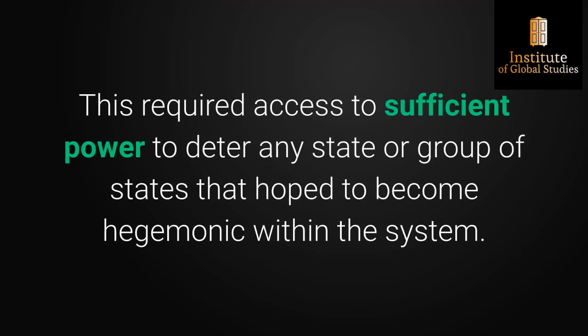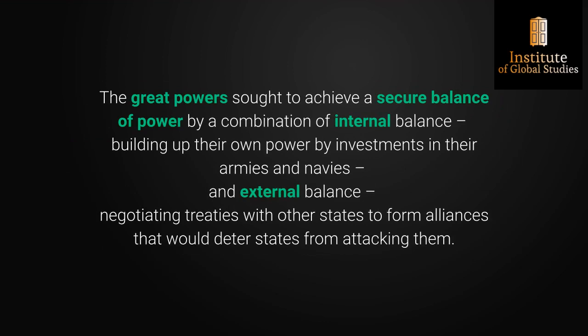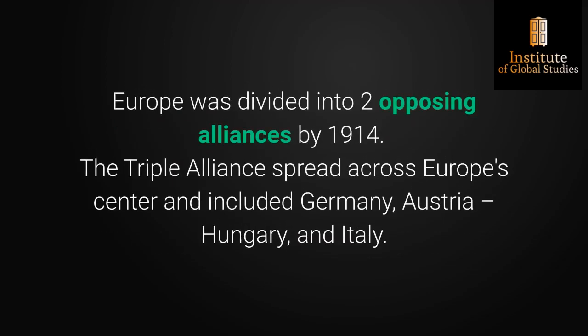This required access to sufficient power to deter any state or group of states that hoped to become hegemonic within the system. The great powers sought to achieve a secure balance of power by a combination of internal balance, building up their own power by investments in their armies and navies, and external balance, negotiating treaties with other states to form alliances that would deter states from attacking them. Europe was divided into two opposing alliances by 1914.